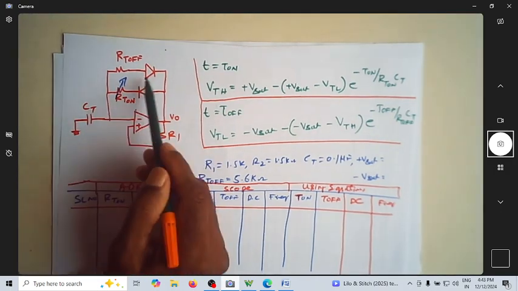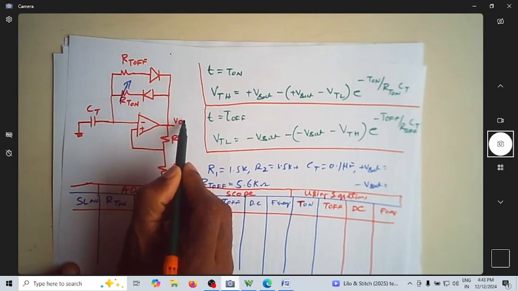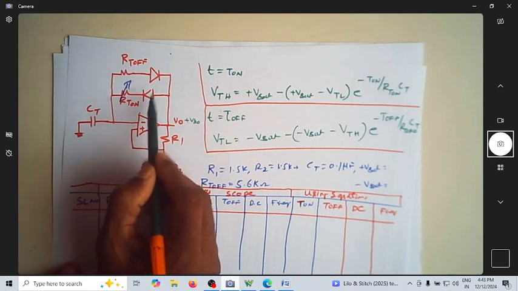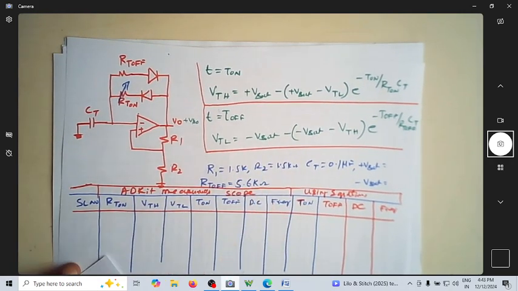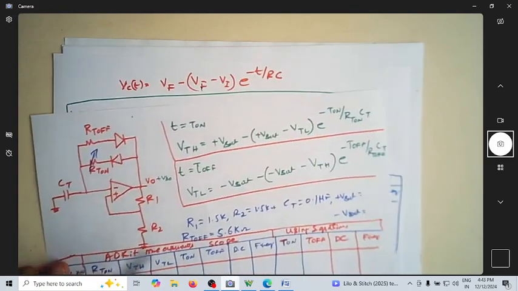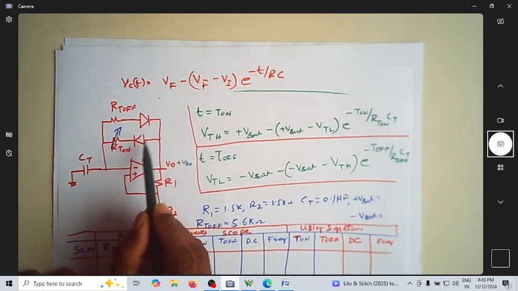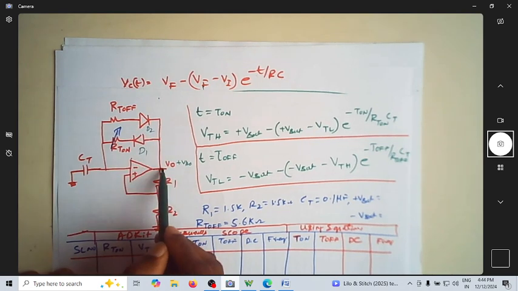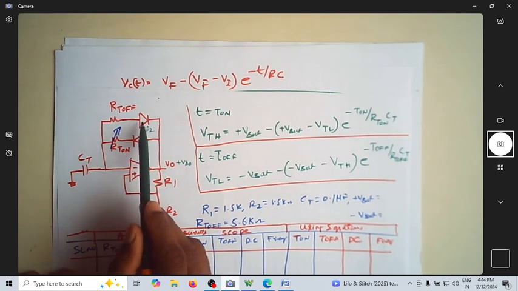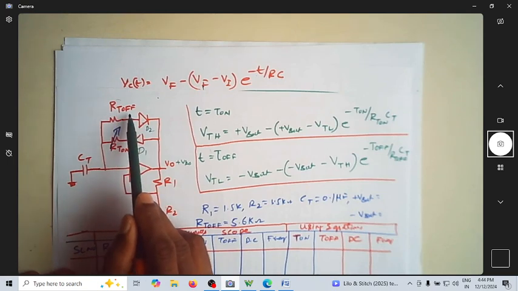You can see now I'm using two diodes in different directions. When the output is plus VSAT, this will conduct. So when the capacitor is charging, that corresponds to on time. That's why I'm naming this resistor RT on. That is, this D1 will be on during the positive VSAT, and D2 will be on whenever the output voltage is minus VSAT. So that's why discharging will happen through RT off.